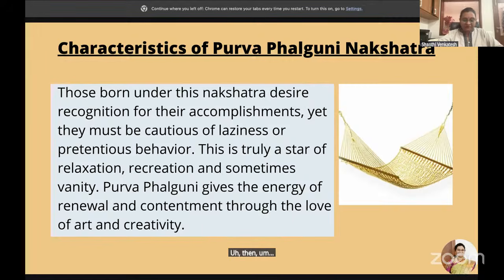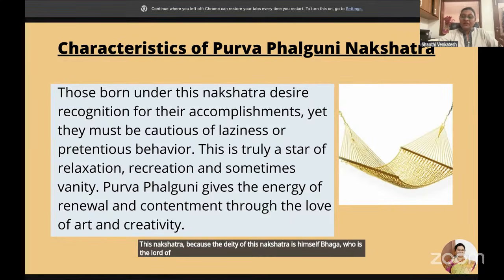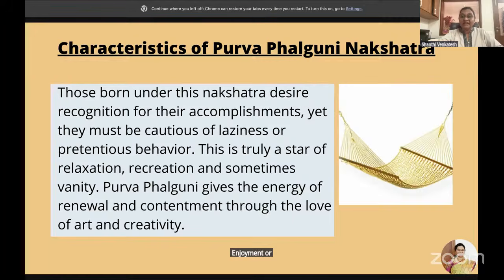Then they have a natural charismatic personality, we can say, where people are easily attracted to them because of their fun loving nature, and one more thing is, people who are born in this nakshatra, they're always smiling. If you see them, they're always smiling. That is one thing about this nakshatra, because the deity of this nakshatra is himself Bhaga, who is the lord of enjoyment, or a lord of delight, we can say.